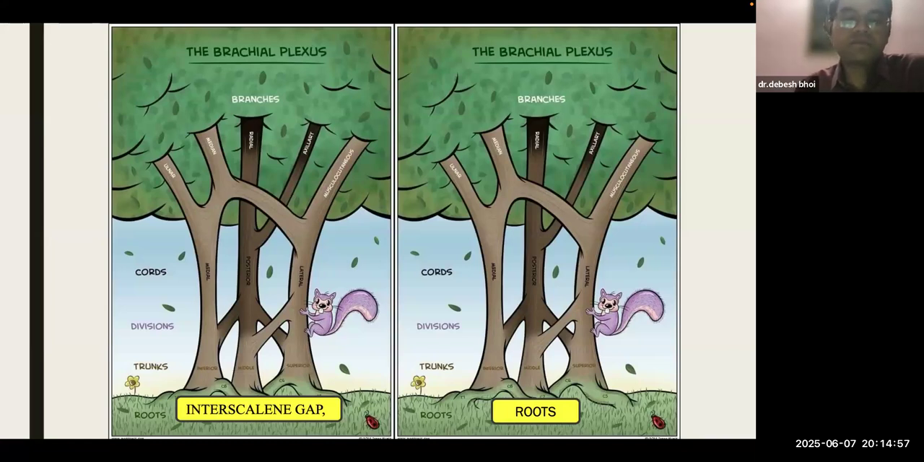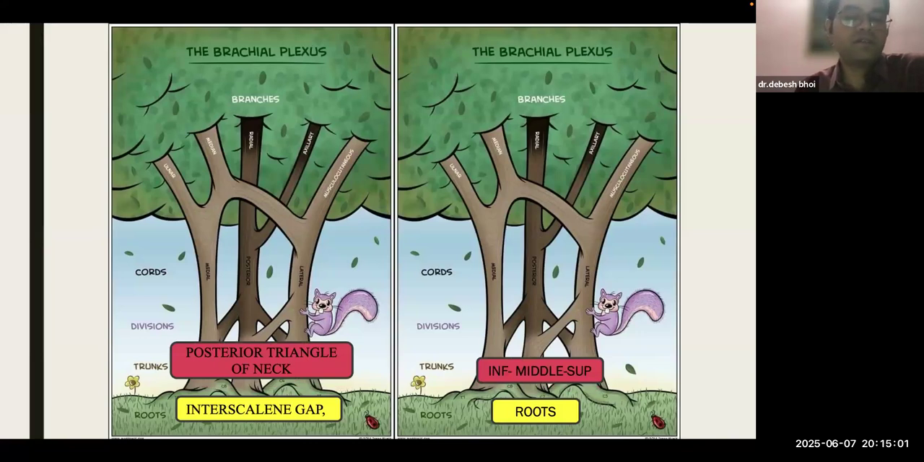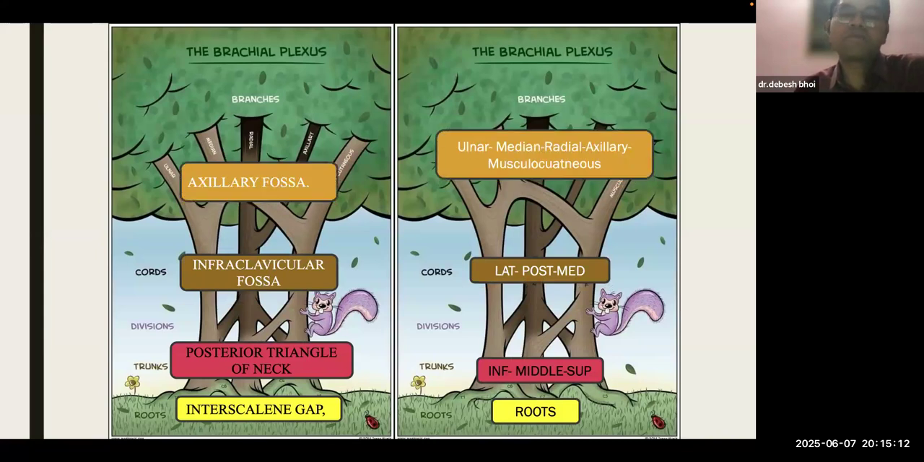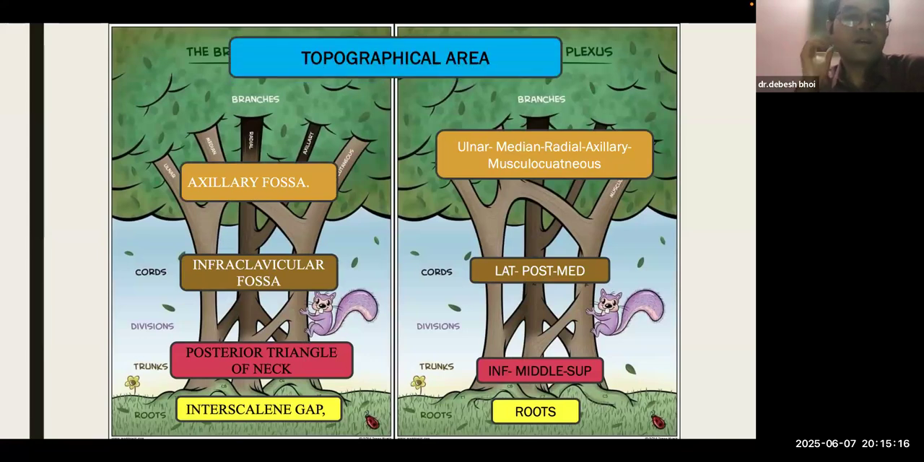a form at the roots. Then the next is the posterior triangle of the neck, where we see the trunk level, that is the supraclavicular fossa level, where there are the inferior, middle, and superior trunks. And then the infraclavicular fossa, where all three cords are there, and subsequently different branches: ulnar, median, and the musculocutaneous nerve. So these are the topographical areas that have been divided so that you can scan or identify different things in each of the four areas.